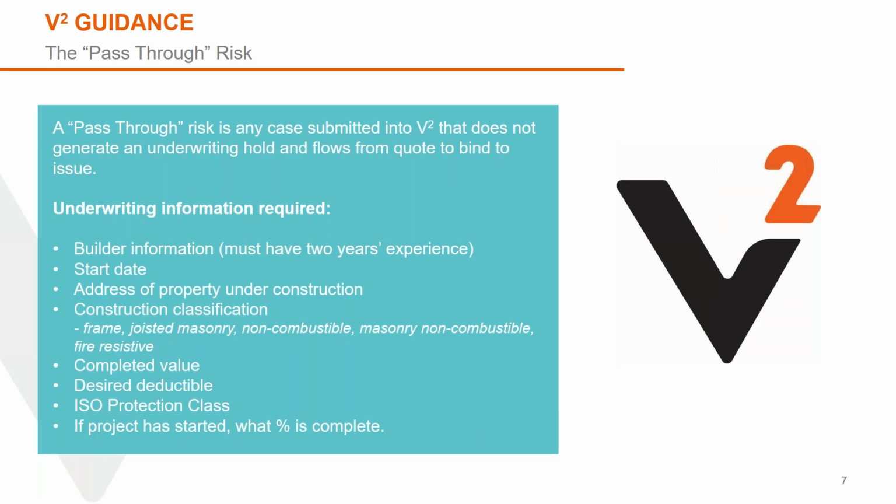And then the last question that we have to know is, even though it's ground up new, how far along is it? If it is less than 30% built, no problem, it passes right through. If it's more than 30%, it generates a hold, and we're going to ask some questions. So this is ground up new. If it meets that criteria in our program, up to $1.5 million in coastal areas and up to $3 million in inland areas, it's going to pass through to a bindable quote.